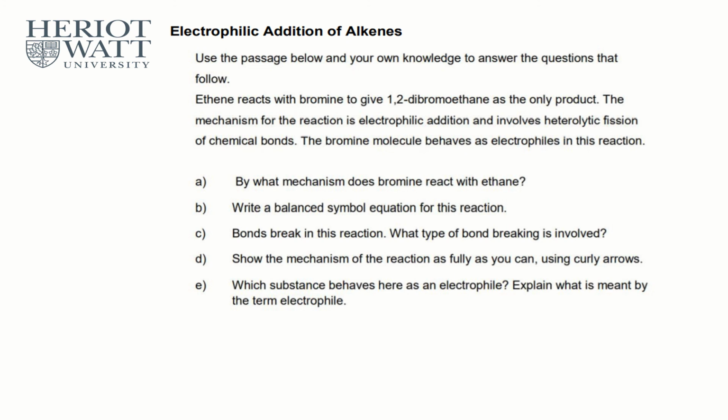So ethene reacts with bromine to give 1,2-dibromoethane. Ethene is C2H4 with a double bond. 1,2-dibromoethane is when 2 Br have been added to the structure of ethene. No more double bonds, so it's ethane now as the only product. All right, addition will always give you a single product. The mechanism for the reaction is electrophilic addition and involves heterolytic fission. The bromine molecule behaves as an electrophile in these reactions.